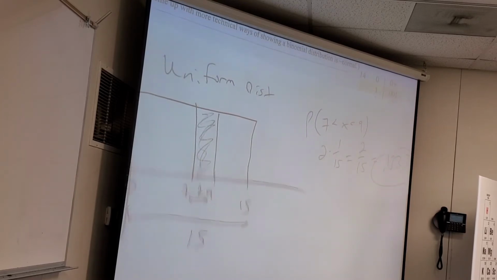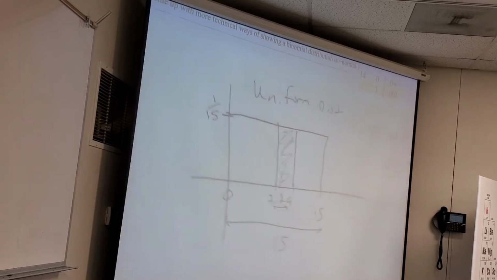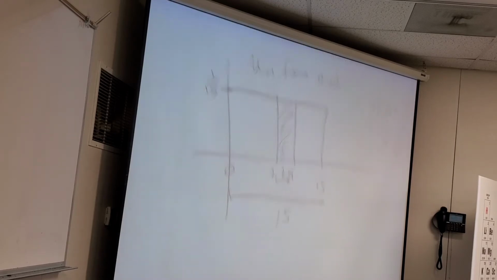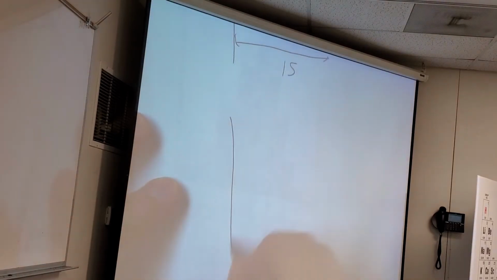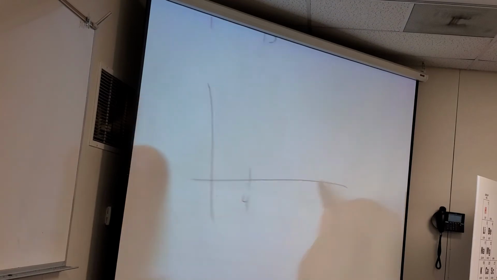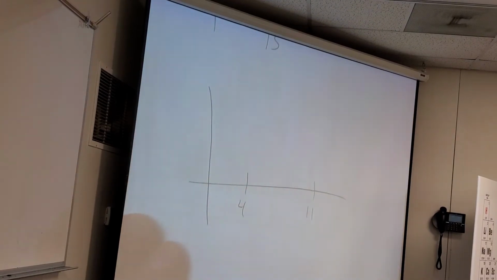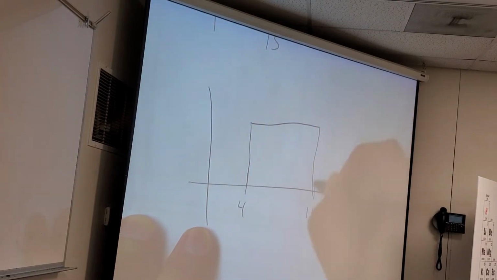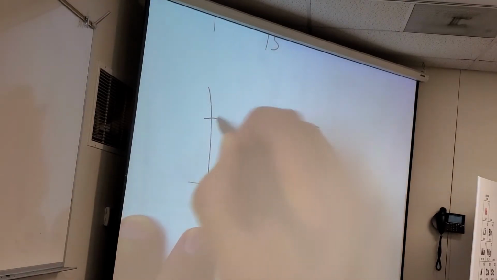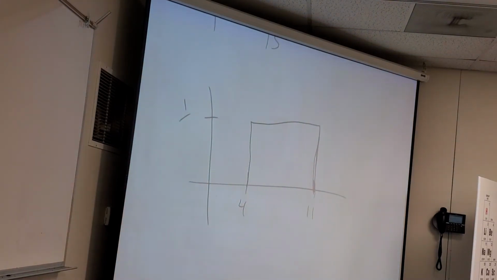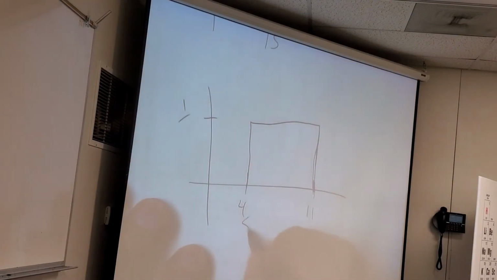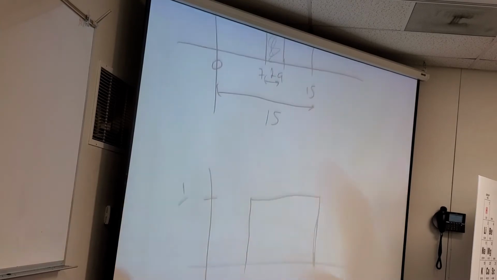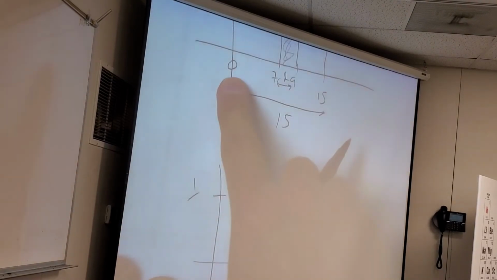Now, just to make sure you guys really get this, well, you're all like, we don't get this yet. You've done one example. Okay, let's do another example. What about a uniform distribution where it was anywhere from 4 to 11? Can you tell me what the height has to be to make this valid? Again, how wide is this? 7.